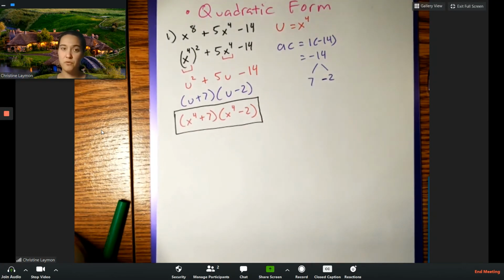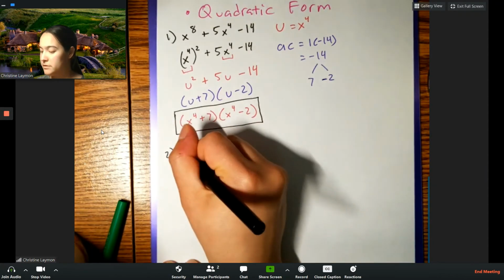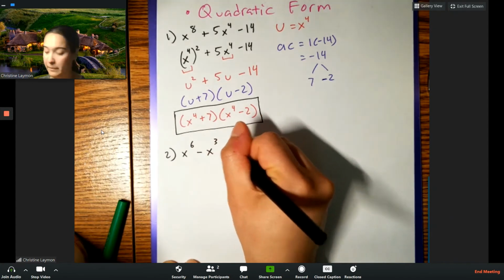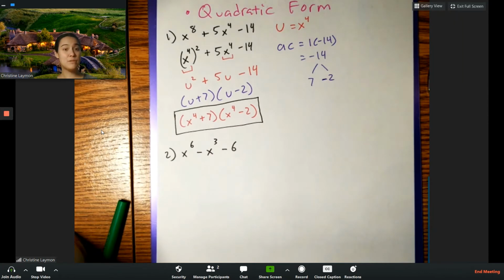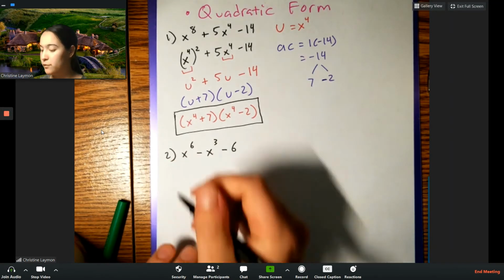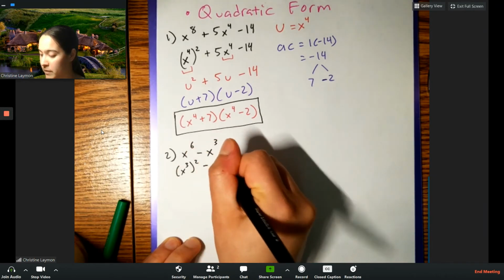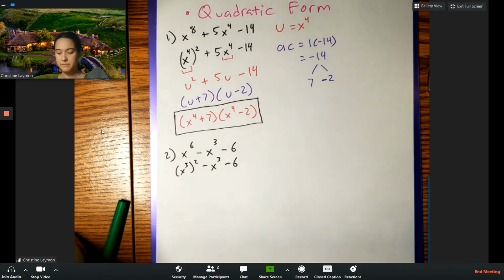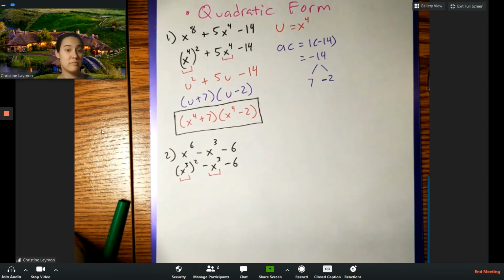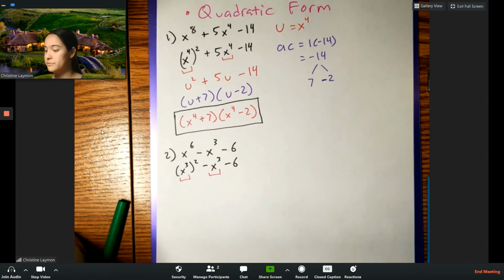Let's go ahead and try this for another question. For our second question, let's do x to the 6th minus x cubed minus 6. I'm going to make the same note as before. If I square this term, I will get to here. So let's rewrite that to show that part. X cubed squared minus x cubed minus 6. Again, what I'm showing here is that this term here is the same as that term there, and that's happening because this squared is that. It's just using exponent properties.